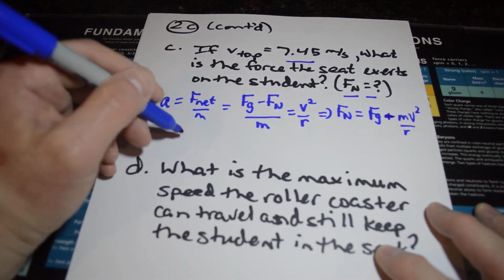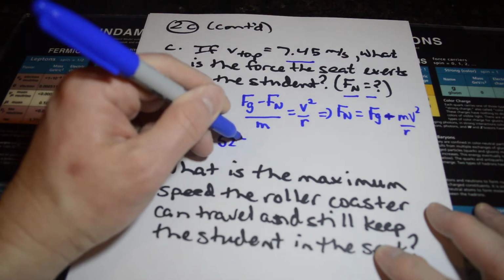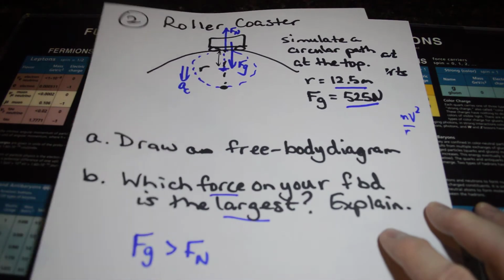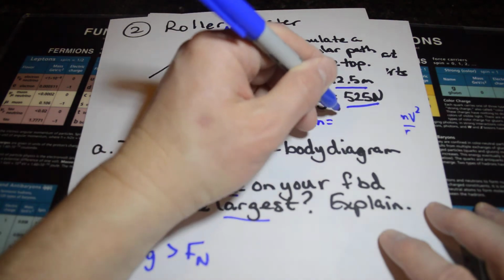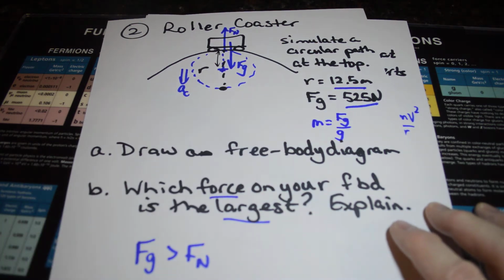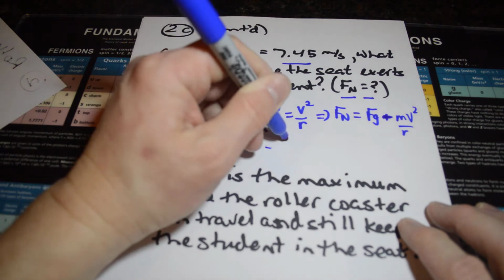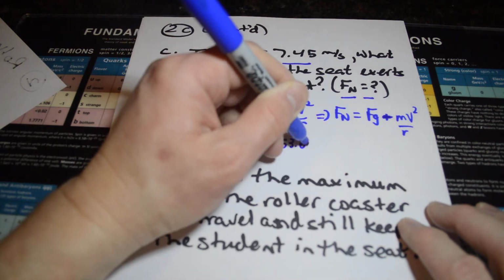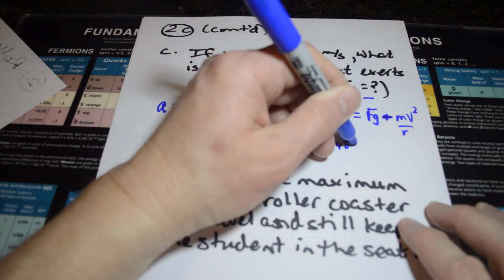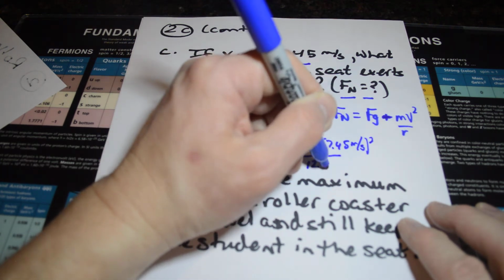So you could just plug in your numbers. Fg was 525 newtons. In this case, if you go back to that, you would probably have to calculate what the mass is by taking 525 and dividing by 9.8. If you do that, I get like 53.6 kilograms. So that would be 53.6 kilograms times v squared, 7.45 meters per second. We're going to square that and then divide by 12.5 meters.